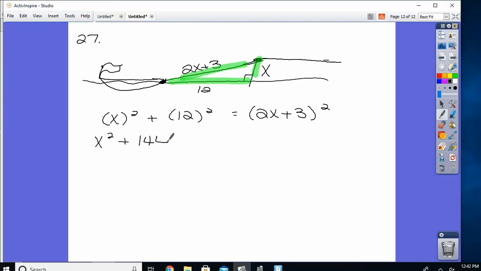12 squared is 144. How do I square 2x plus 3? Good, there's 2 of them. So we get 4x squared plus 6x plus 6x plus 9.